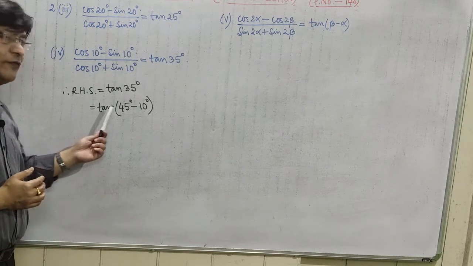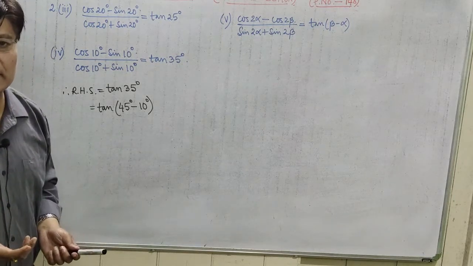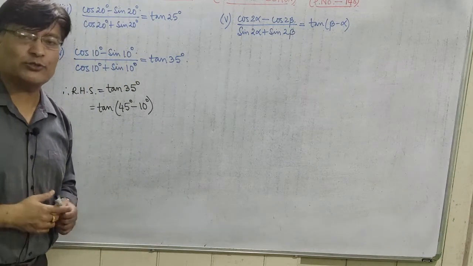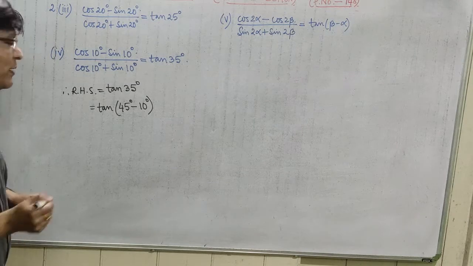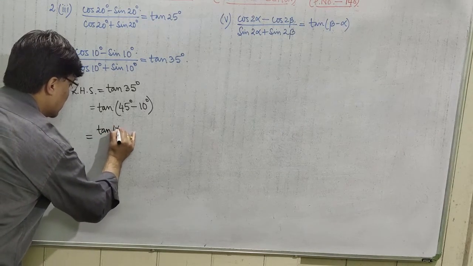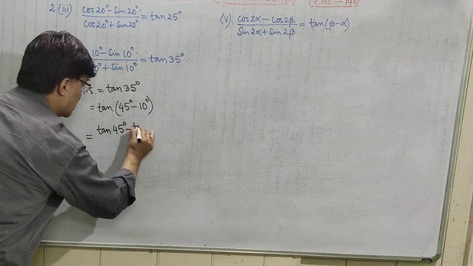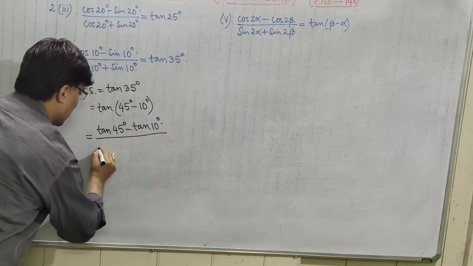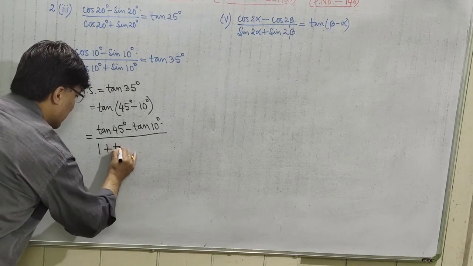And this is tan of a minus b. What is tan of a minus b? Tan a minus tan b divided by 1 plus tan a tan b. You can use the formula from compound angle. So what is the formula here? Tan a, a here is 45. Tan 45 minus tan 10 degree divided by 1 plus tan a tan b.